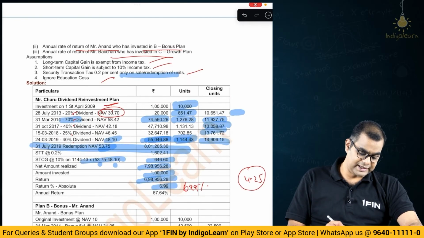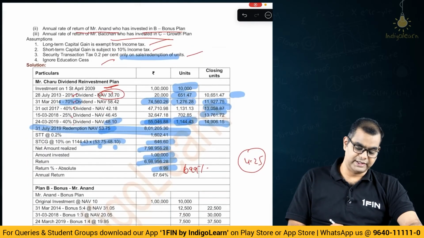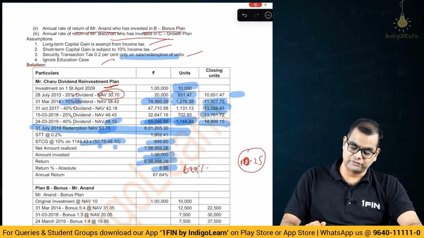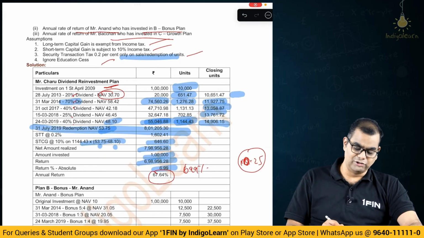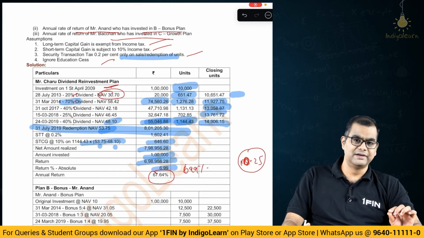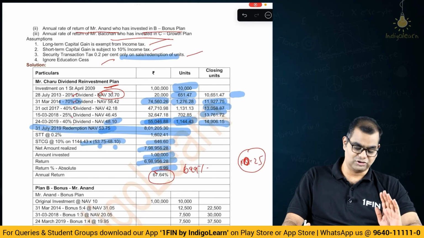It is invested in 2009 and you got it back in 2019. So, it is 10.25 years. So, this return of 699% you got over 10.25 years. You divide that, you will get roughly about 67-68%. So, that is the basic answer. Instead of dividing by 10.25 years, you can make it 10.26 or something, because you have more days. If you count it based on days, you will obviously get a slightly varied answer, but broadly that is the way you solve this question.